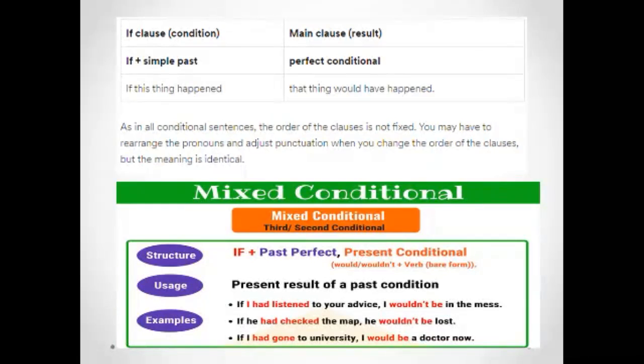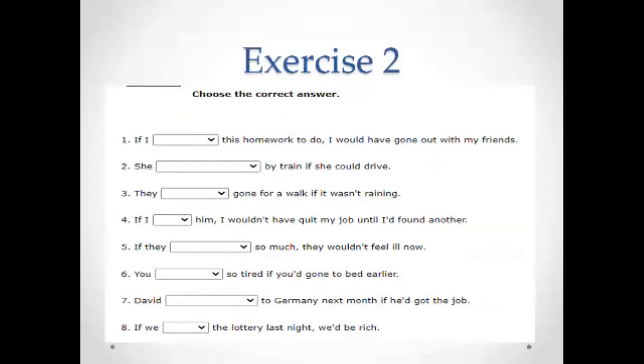Exercise number 2 again, and you may do exercise number 3 like this. Any number. If I had done this homework, I would have gone out with my friends.